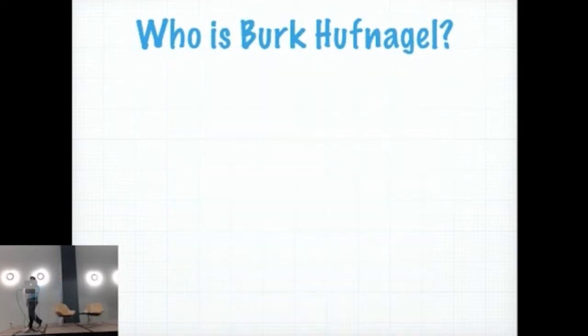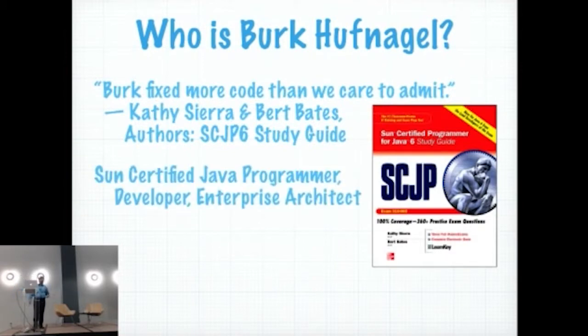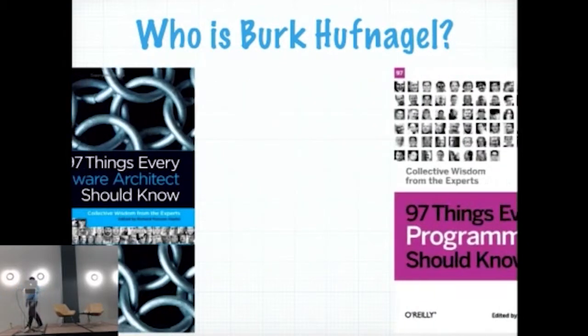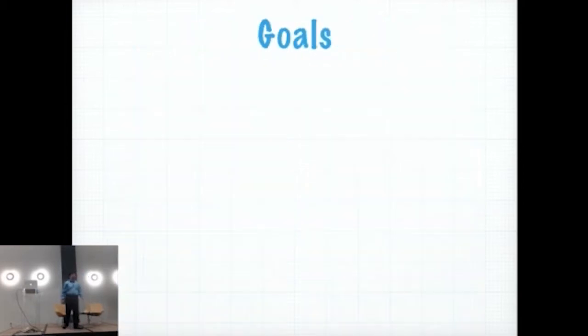So who the heck am I? Okay, I've done some things, I've worked with people. I'm certified as a Java programmer developer by Sun, so this happened a long time ago. Currently I'm working with Daugherty Business Solutions as a technical architect. I do a lot of coding. I also got to contribute to a couple of O'Reilly books. Two of the 97 things in each of those books are mine. And if you like playing Where's Waldo, you can find my picture on the cover.